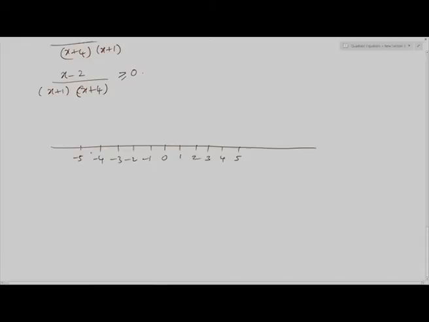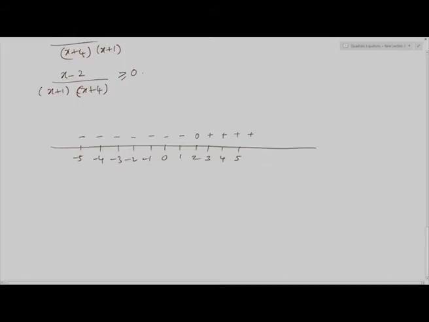Now let us take the numerator, x - 2. At x equal to 2, you put the 0 and then put the plus signs on the right side of that, and the negative sign on the left side of that, fine.